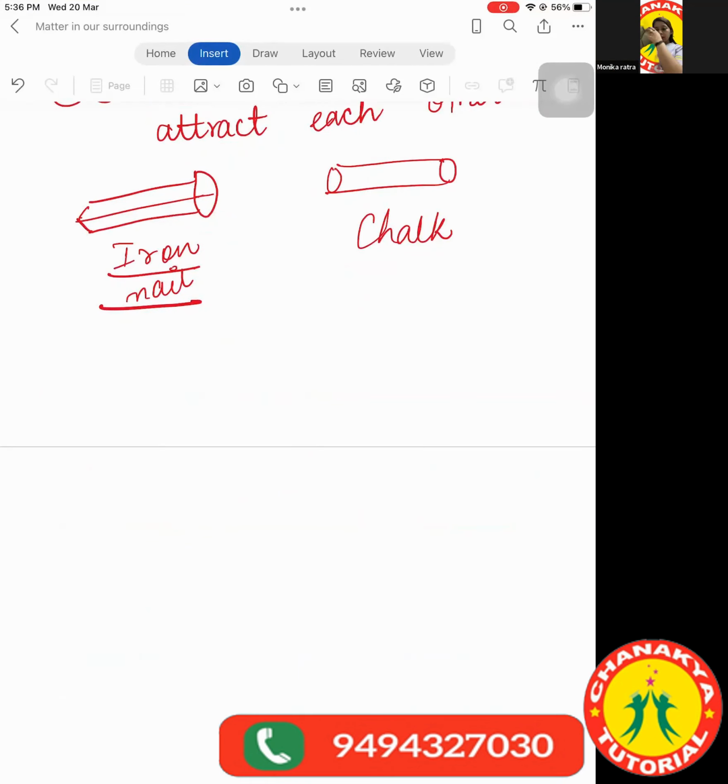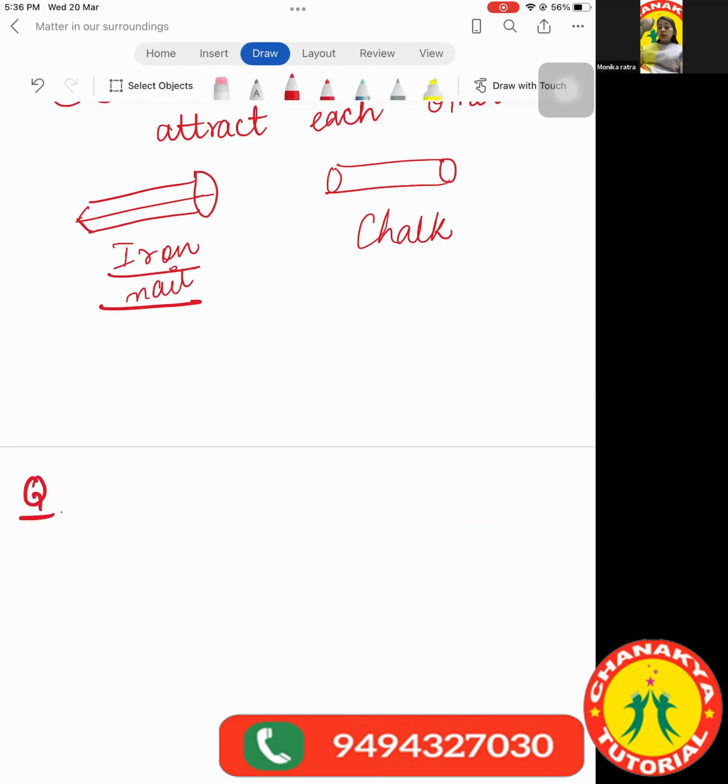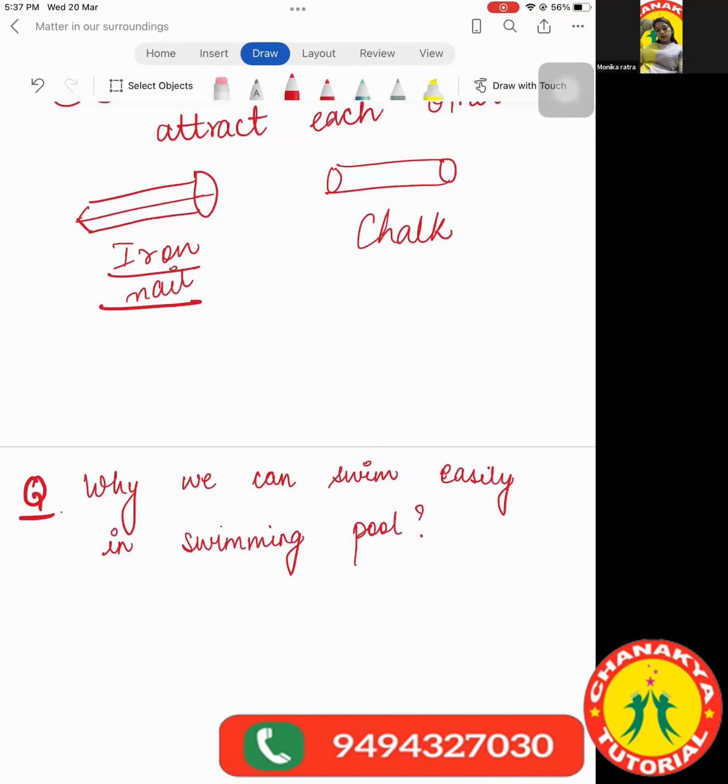An important question I would like to ask you. My question says, why can we easily swim in the swimming pool? Just think of the properties I have discussed. Why can we swim easily in the swimming pool? Can anyone answer? Think of these three properties. It's not that difficult.